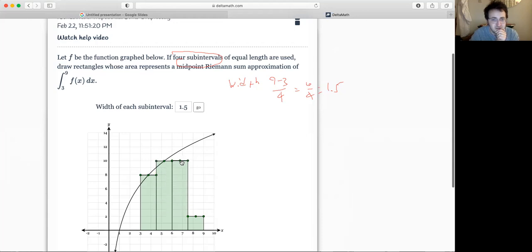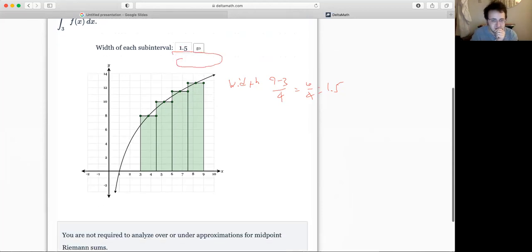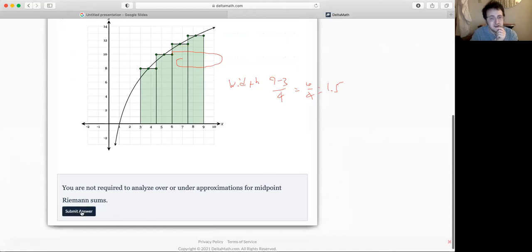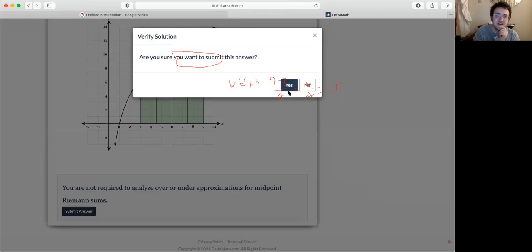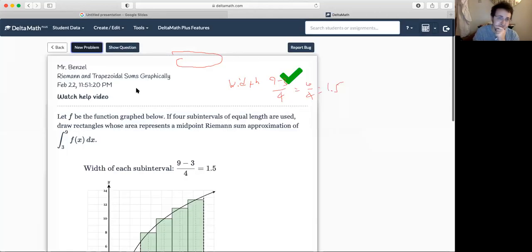You're just going to drag them up. And you've got rectangles that do a little bit of under and overestimating each. And since it is a midpoint, you're not required to get into the nitty-gritty analysis. And there we have it. I think it's kind of neat that you actually get to practice visualizing them a little bit.